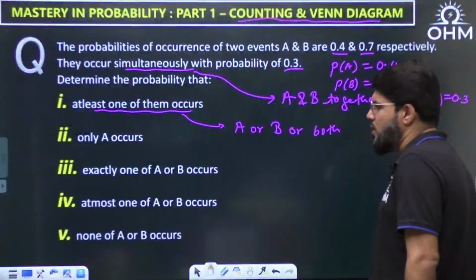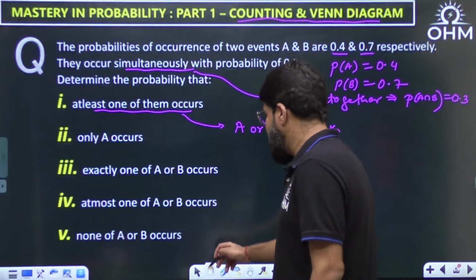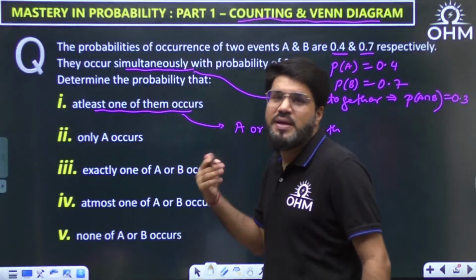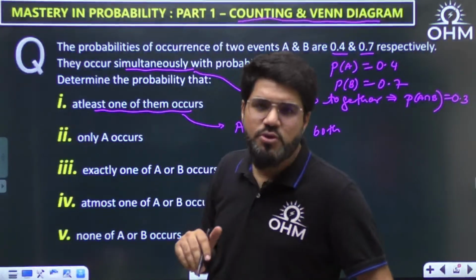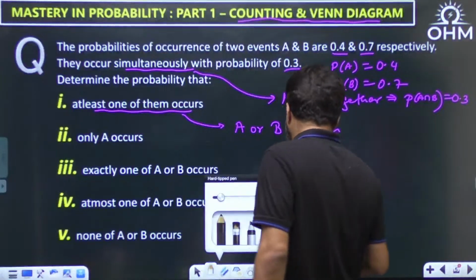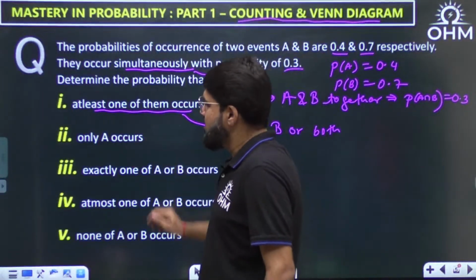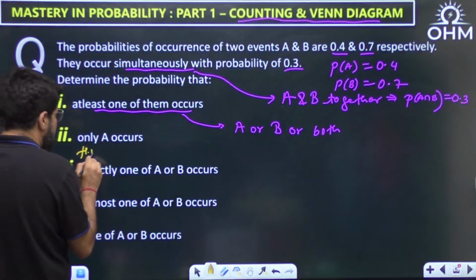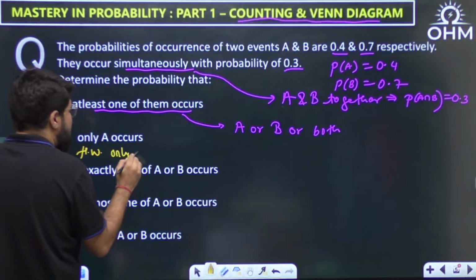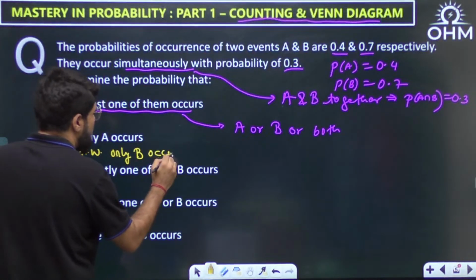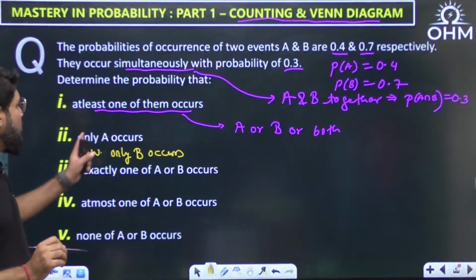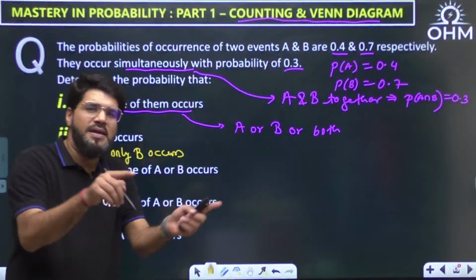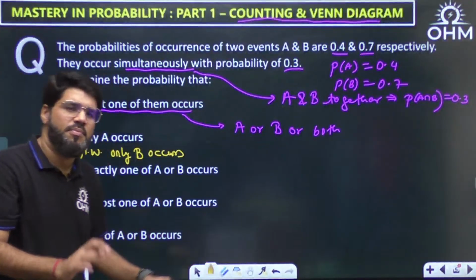Next one, number 4. At most one of A or B occurs. See, at least one, exactly one, at most one: three different languages, and you have to be clear. Sometimes students are confused by this language in the exam. I have given you one question, only A occurs. Similarly, you can solve one homework with respect to this. The same question can be there for B also. So one homework I have added, like only A occurs. Similarly, you can solve only B occurs: from B, subtract the intersection, you get the answer, simple.